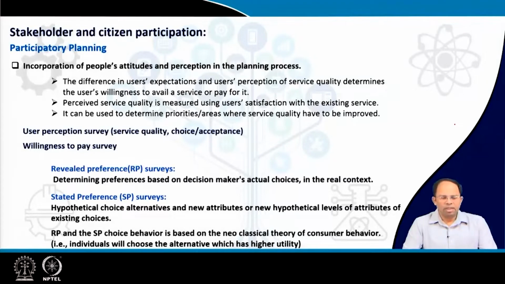The difference in users' expectation and users' perception of service quality determines the user's willingness to avail a service or even pay for it. That means people expect certain things, and they have their own perception about a particular service. Now, perception is not the actual value. The municipality may be providing a certain kind of service. As per the municipality, it is up to standard, but people may perceive it to be very poor, right? Or the municipality may feel that the service being provided is not adequate, but for people it may be adequate. For example, lighting.